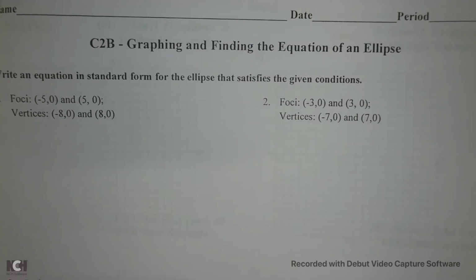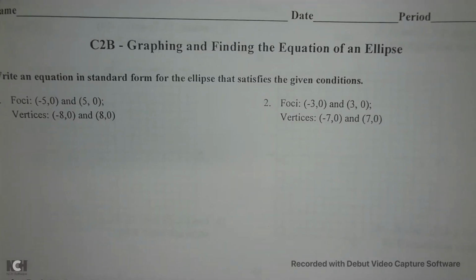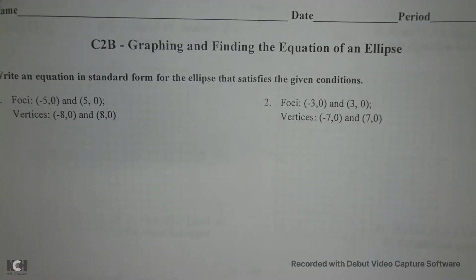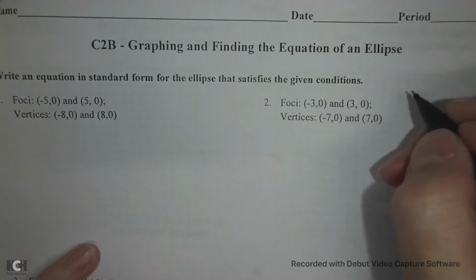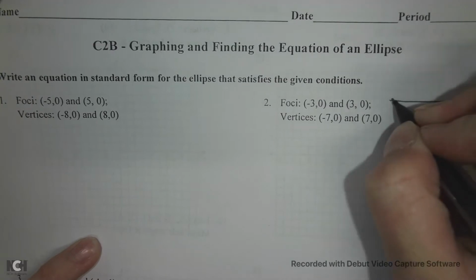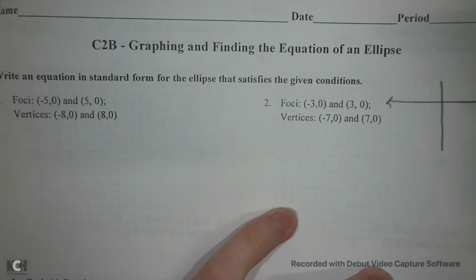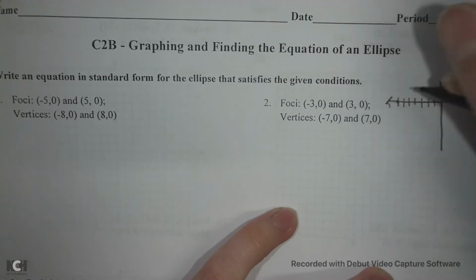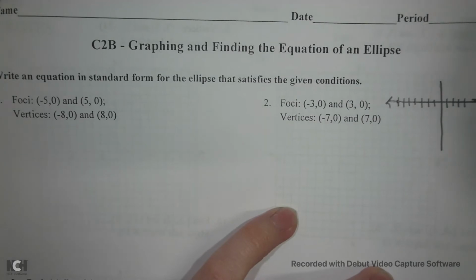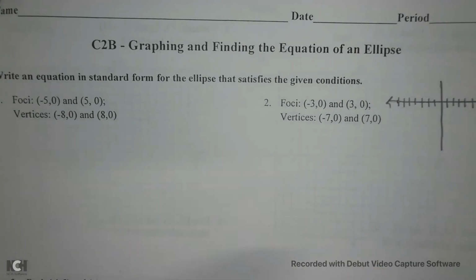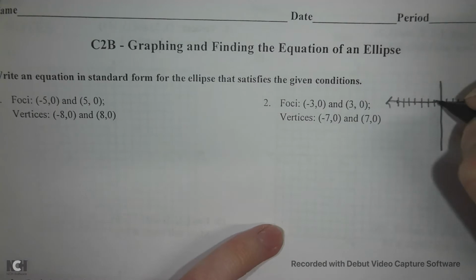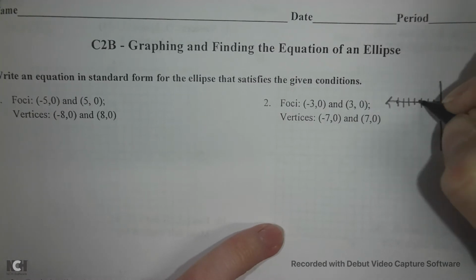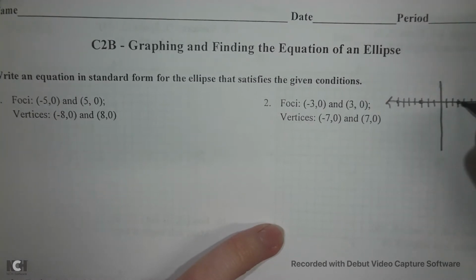Alright guys, so today we're going to be given some information and we need to create the equation of the ellipse. So the first thing to do is to draw a rough sketch of what our graph is going to look like. So it goes -7 and 7 for our vertices. 1, 2, 3, 4, 5, 6, 7. 1, 2, 3, 4, 5, 6, 7. So those are our vertices, and our foci are 1, 2, 3, and 1, 2, 3.